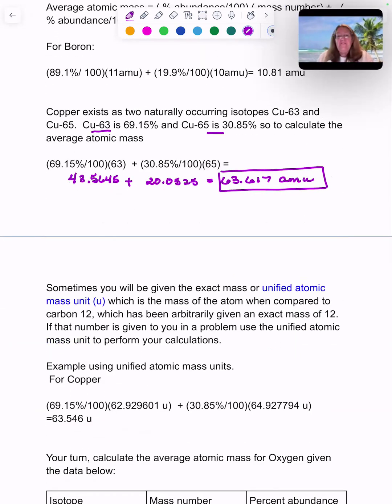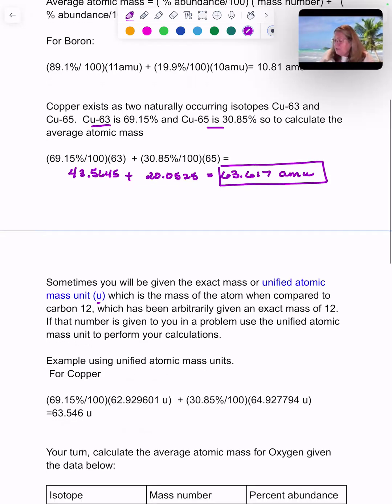Sometimes you're going to be given an exact mass, or what we call a unified atomic mass, and it's given the symbol U, not AMU, which is the mass of the atom when compared to carbon 12. We arbitrarily gave an exact mass of 12 to the carbon 12 isotope. If you're getting something in a U instead of an AMU, you're going to get a more exact answer if you do the U's. But it's done the exact same way.